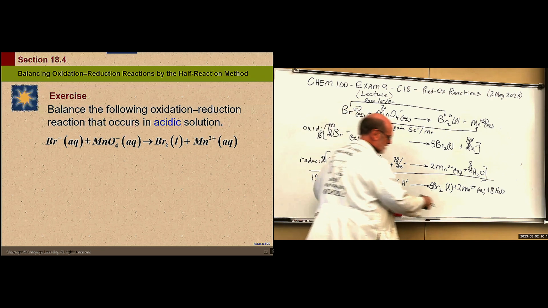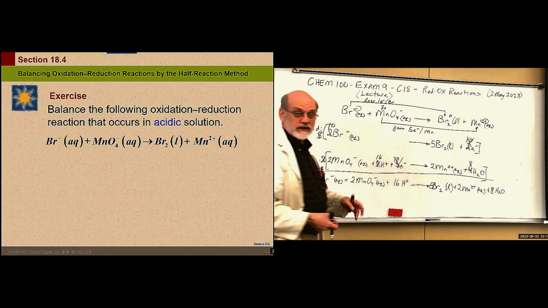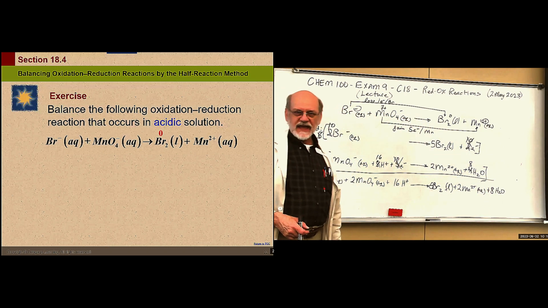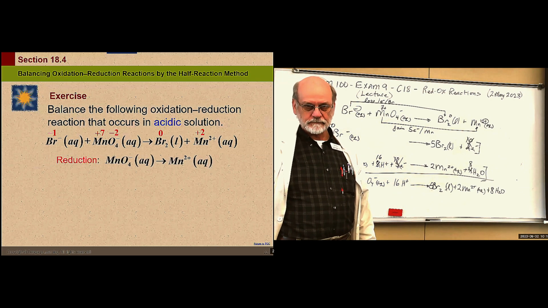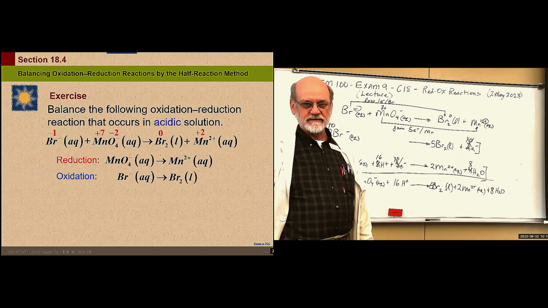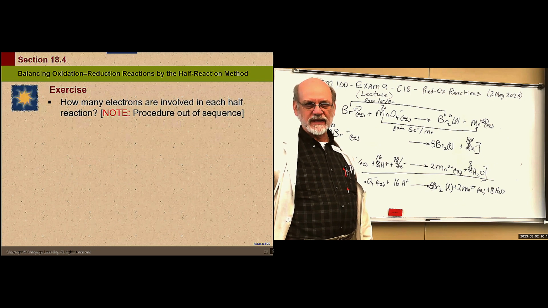Oxygen, 8 oxygens. 8 oxygens, 16 hydrogens. So we know it's balanced there. And the animation should take us through those steps. There's our reduction. There's our oxidation. Then we're going to balance the numbers of bromines.